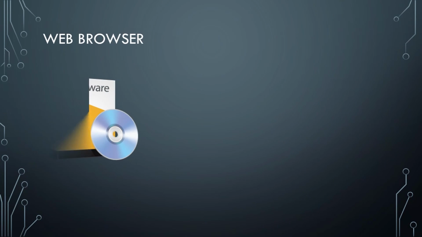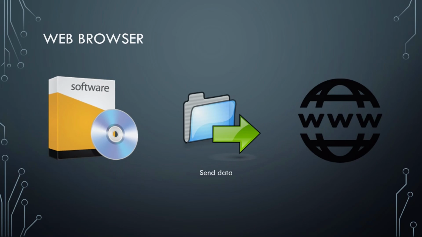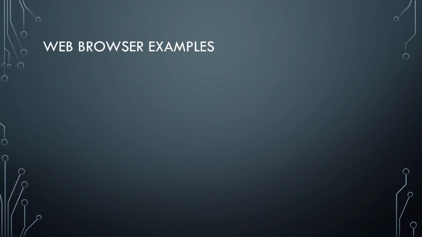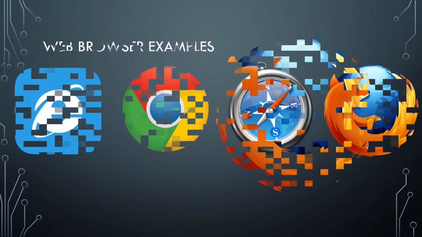The next step to accessing the internet involves the use of a web browser. This is a piece of software that is used to send data that is currently held within the World Wide Web. Examples of web browsers that are available are Google Chrome, Safari, Firefox, and Internet Explorer.